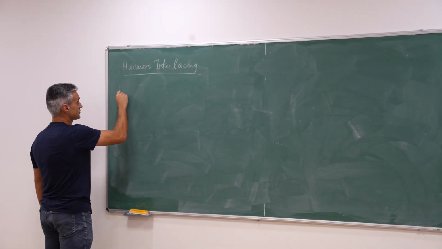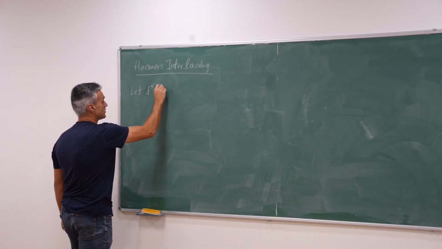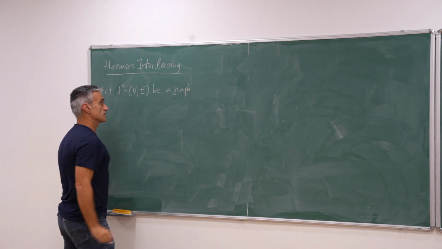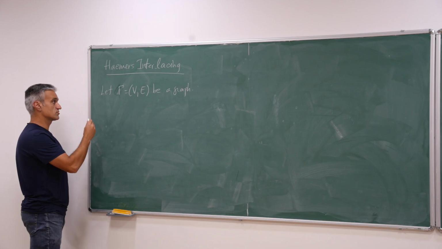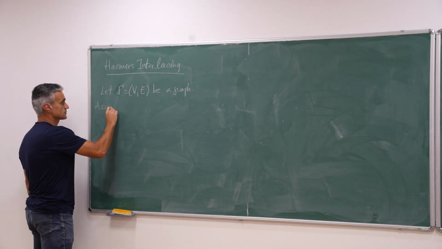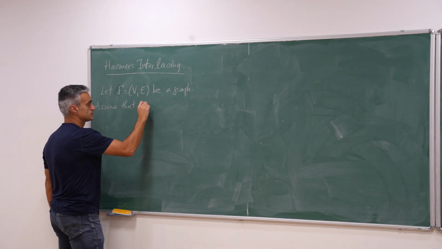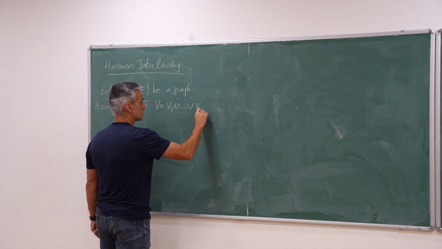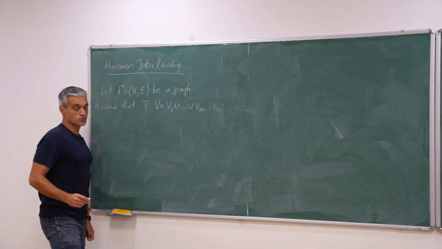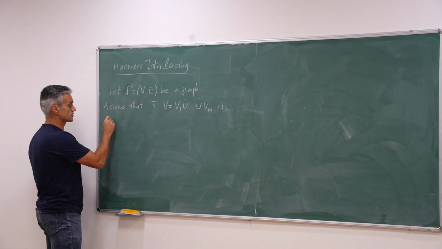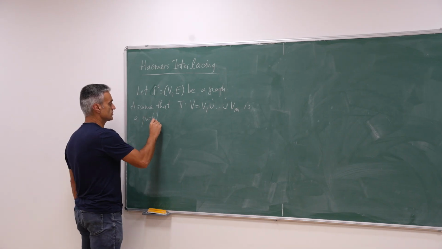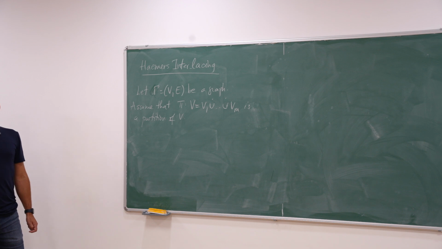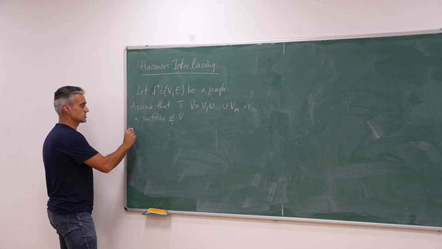So as before, we have a graph with vertex set V and edge set E, and we have a partition of the vertex set into m non-empty subsets. So assume that this is a partition of V. Like I said before, this partition doesn't have to be equitable. To this partition, we associate a quotient matrix.